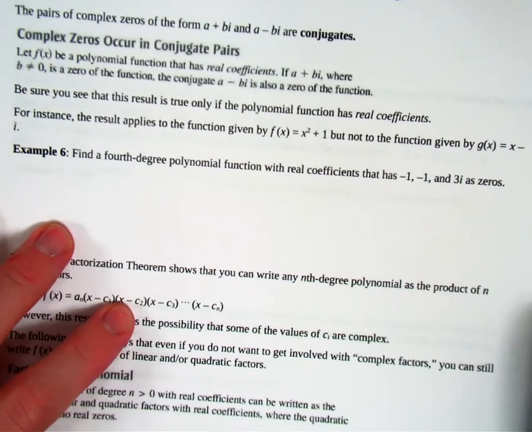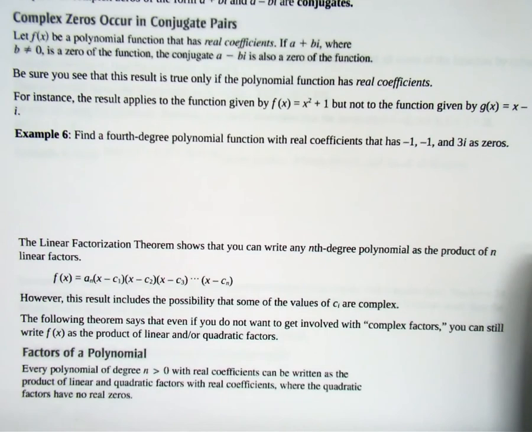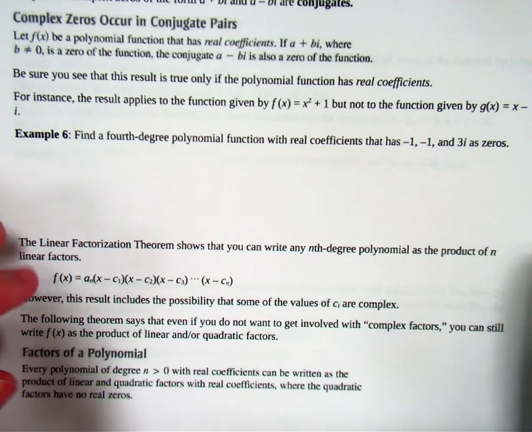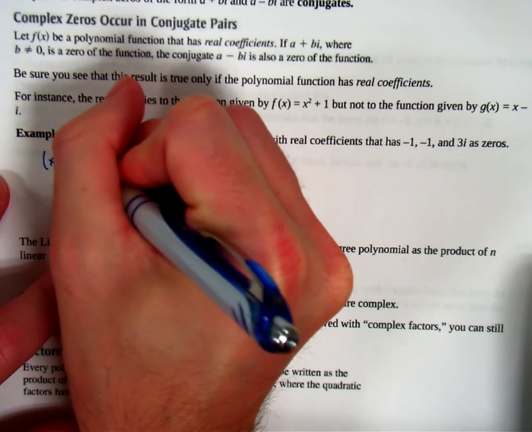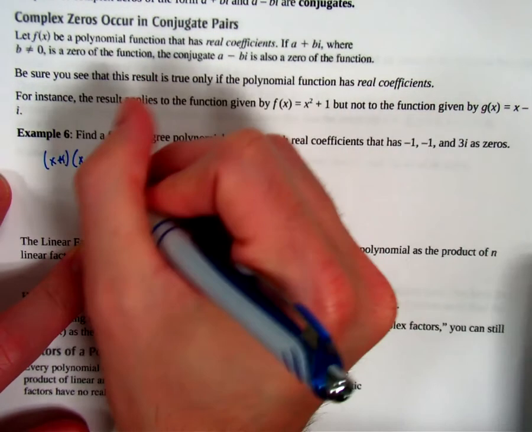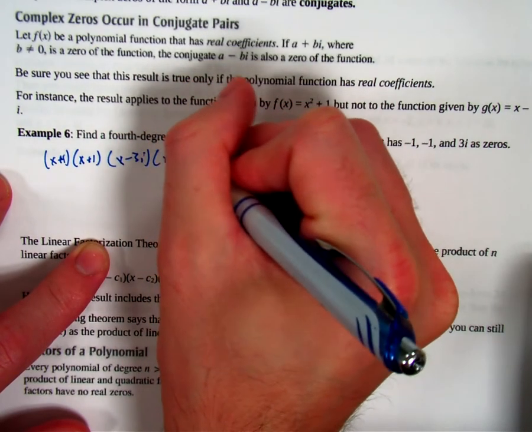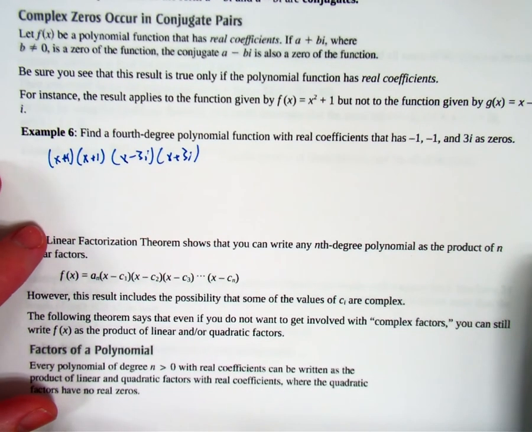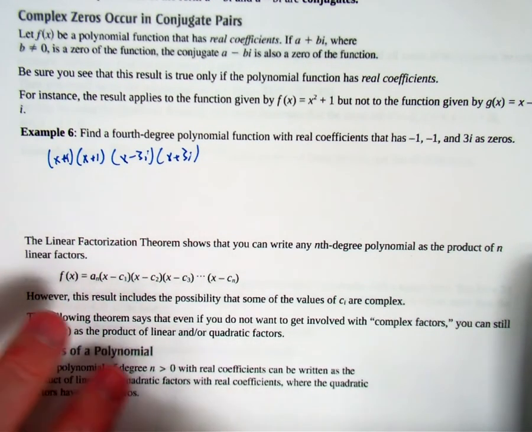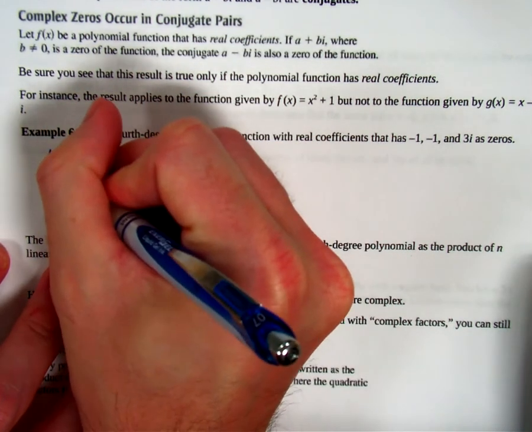So find a fourth degree polynomial function with zeros negative 1 again, and 3i. Well, if you have positive 3i, you know you're going to have negative 3i. So negative 1 would be x plus 1, x plus 1, x minus 3i, x plus 3i. So we're going to have a big sloppy mess here for a little bit. x plus 1, maybe just break this up into pairs here, huh? And do this side first.